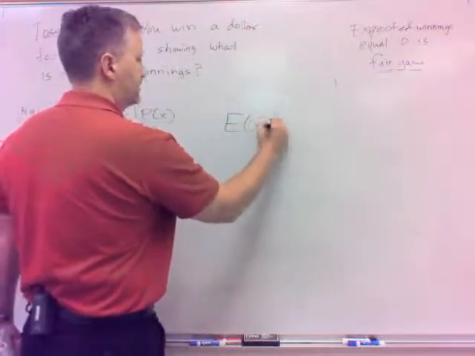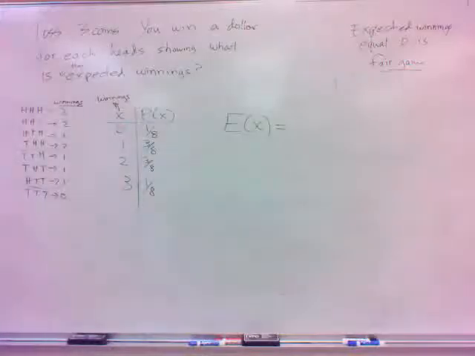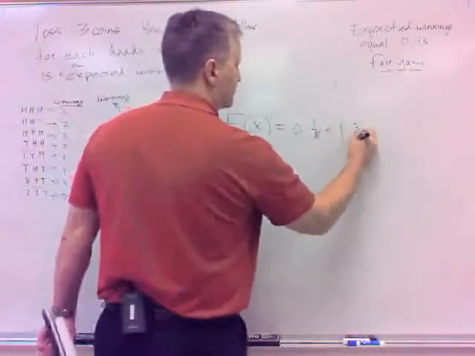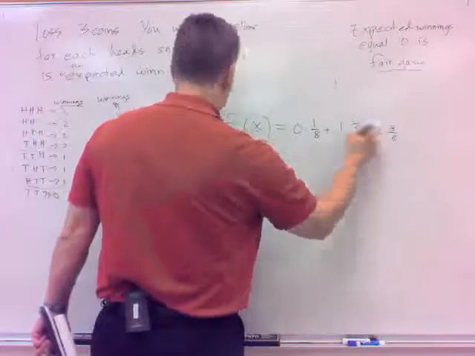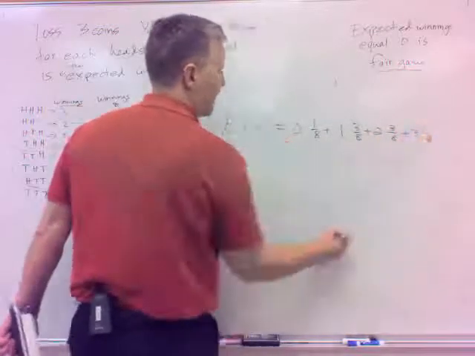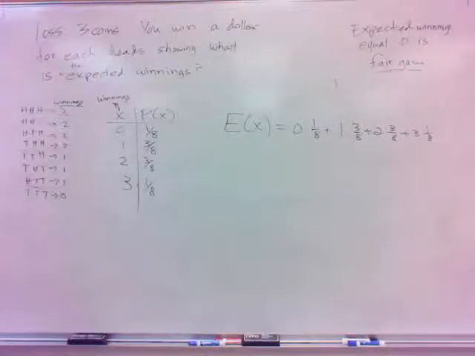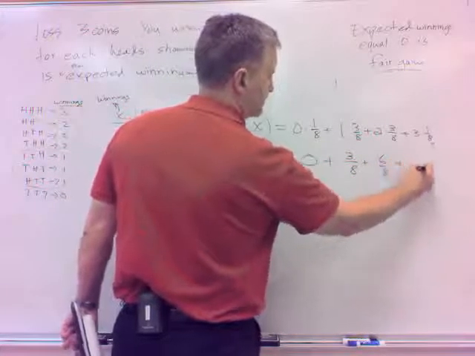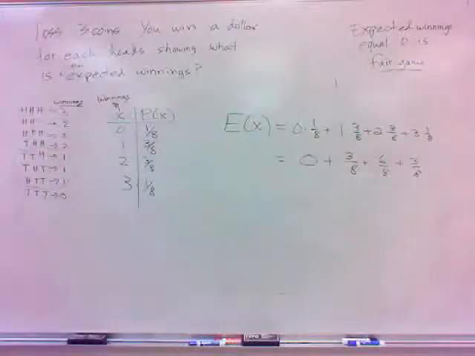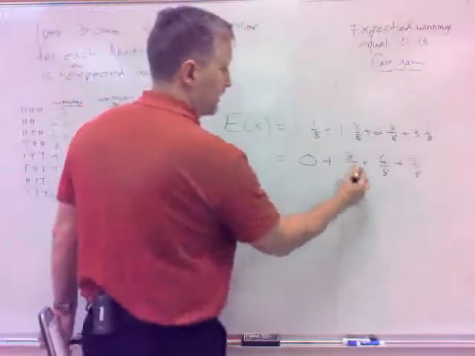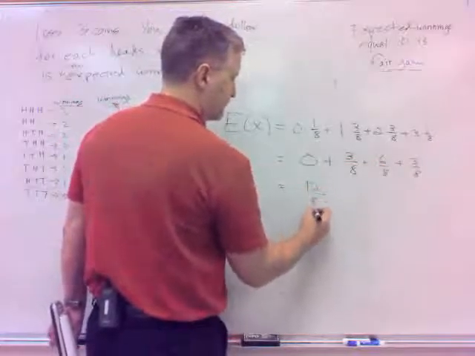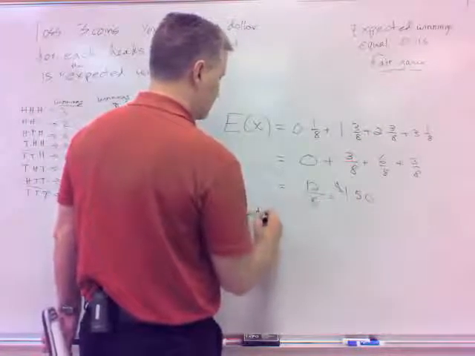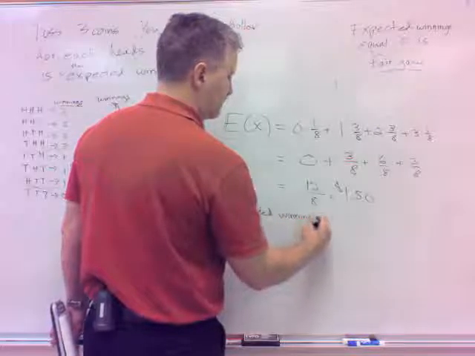Okay, so now we want to do the expected value of the winnings. Once I get my table, all I have to do is multiply. Multiply 0 times 1/8, 1 times 3/8, 2 times 3/8, and 3 times 1/8. And add those together. So what does that give me? Well, that's 0, that's 3/8, 6/8, 3/8, which is, what is that? 3/8, 6/8, 9/8, 12/8, which is 1.5 or $1.50. So expected winnings here is $1.50.